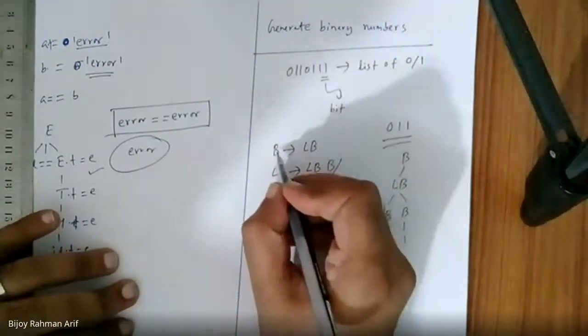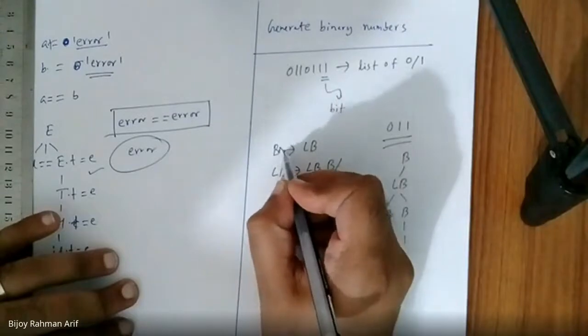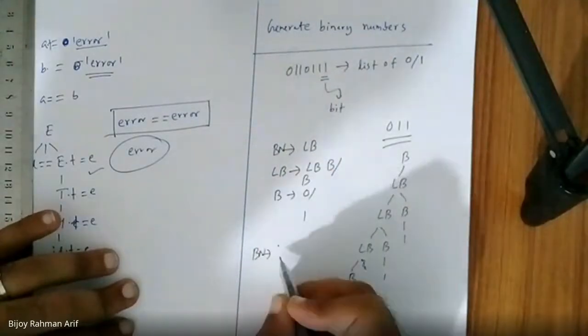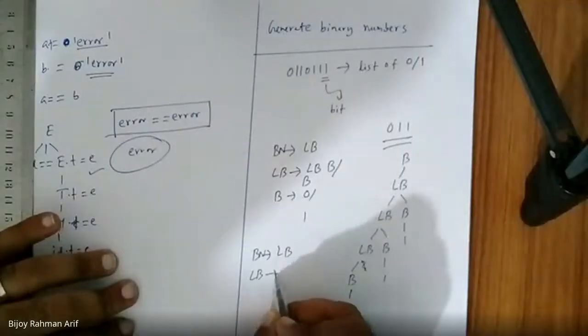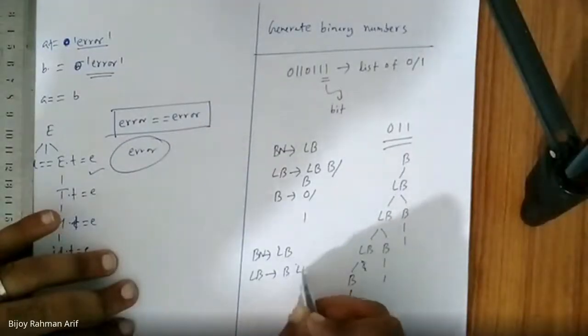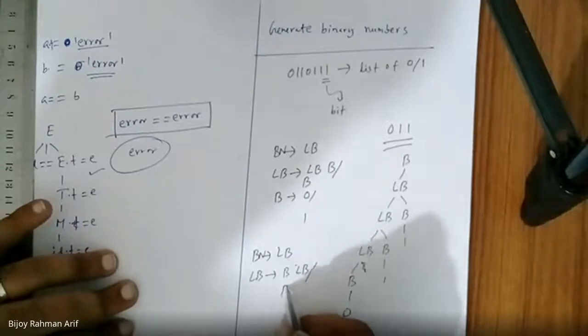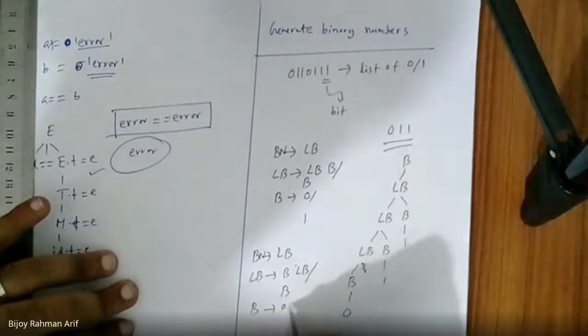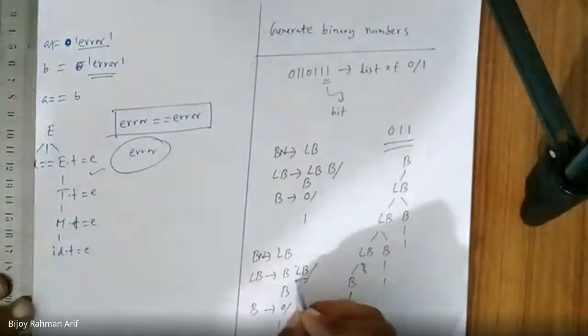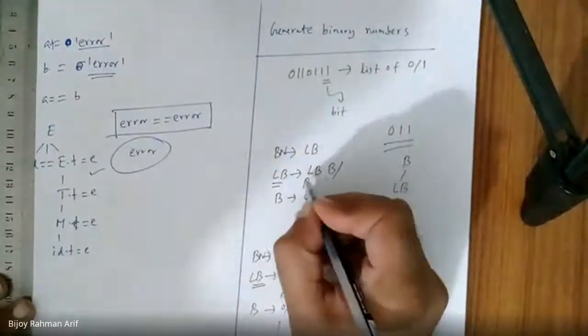So in this configuration, BN is nothing but a list of bits. A list of bits is nothing but a bit, or a bit followed by a list of bits. A bit is actually 0 or 1. So this is the right recursive grammar, and the earlier one is the left recursive grammar.